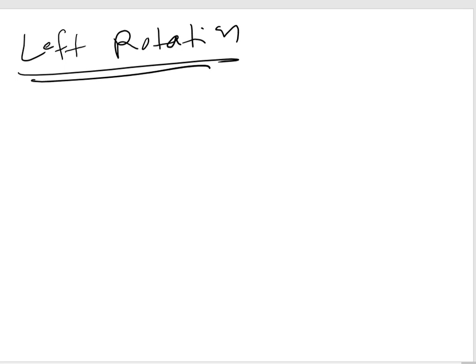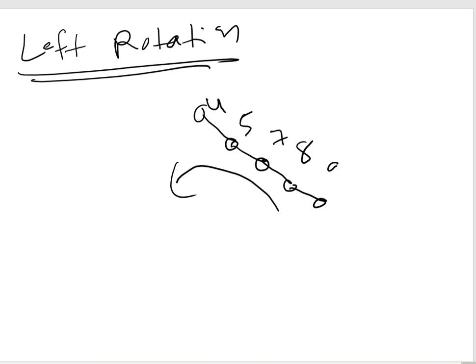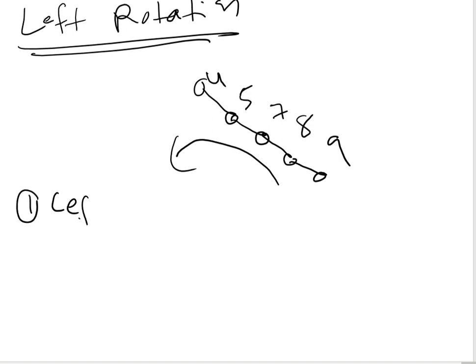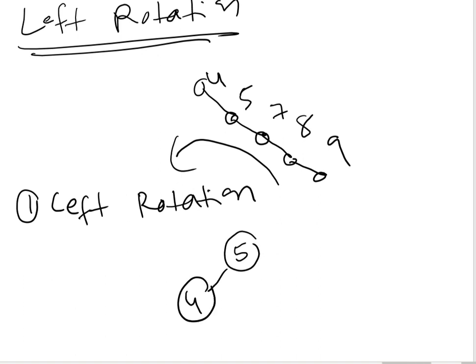Left rotation. When we go for left rotation, if you have a right skew, we can rotate left. For example, 5, 6, 7, 8, 9. If you perform one right rotation, one left rotation, what will be the answer? 5 will be the root and 4 will be the child.